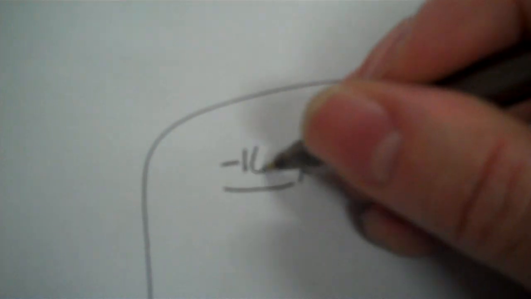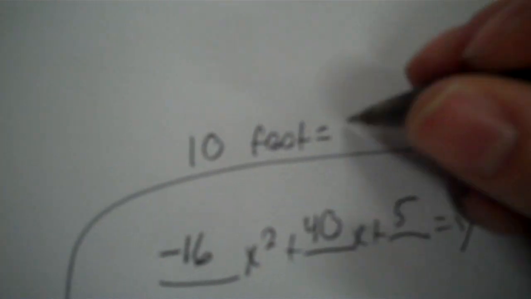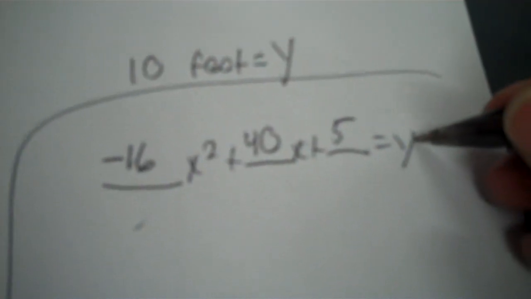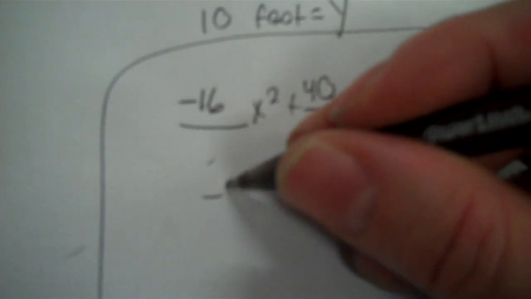So gravity, negative 16. Feet per second, the velocity is 40 plus 5 equals y. But now the game changes because we have to find the seconds where it's 10 feet. So 10 feet goes into the equation. Feet is y. Oh, I don't like these when they're y. Okay, a little bit harder. So 10 goes in for y.